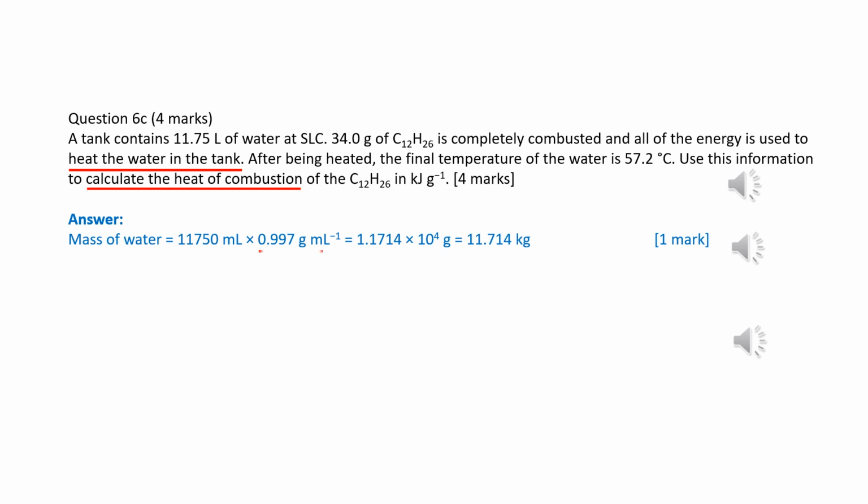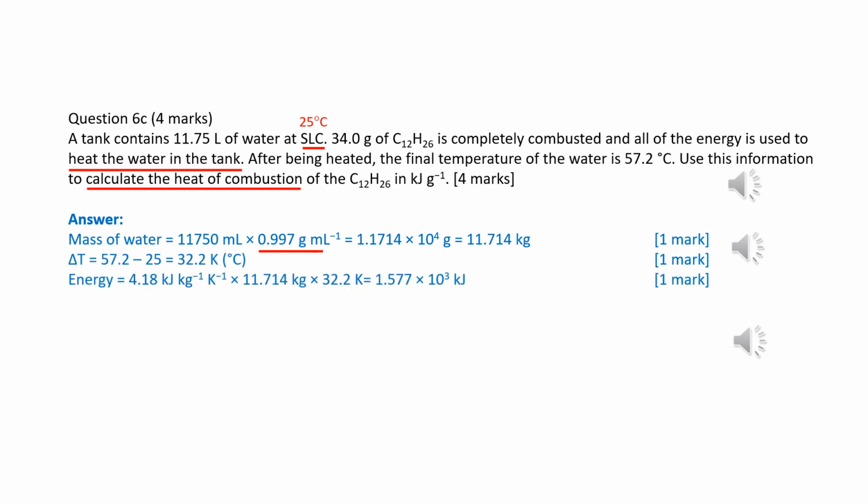Please note that the density of water was not 1.00 grams/mL. The initial temperature of the water is 25 C because the initial state of the water was SLC, standard laboratory condition. Step by step, calculate the temperature increase, the energy absorbed by the water, and the heat of combustion. Please attend to the units here. J and kg must be converted to kJ and g because the answer was asked to be expressed in kJ g^-1.